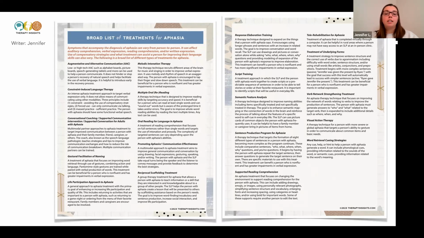This is one that targets formation of sentences using 8 different types of sentences. And they become more complex as the program continues, starting with repetitions of sentences, progressing to answering questions, and then generating those target sentences. And there are actually specific materials for this treatment and also some of the other ones. So you can look for those materials, but those are just some that I was familiar with and some that I was less familiar with.